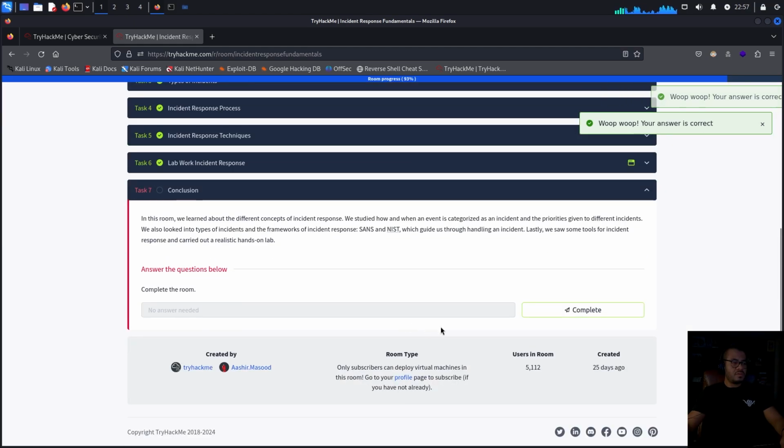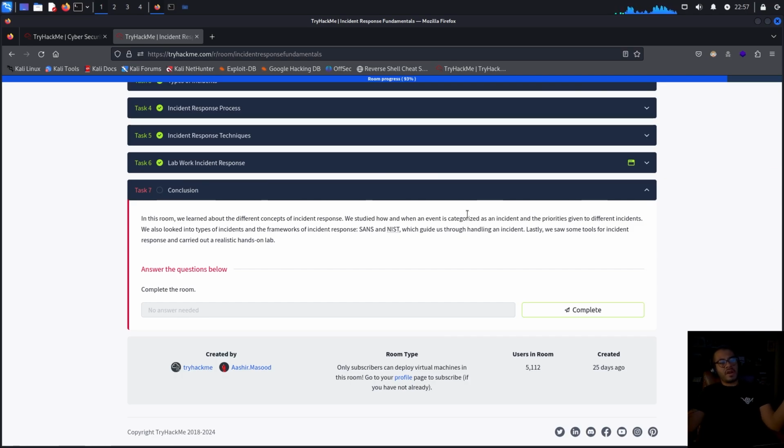That was fun. And then the conclusions, right? In this room, we learn about the different concepts of incident response. We study how and when an event is categorized as an incident and the priorities given to different incidents. We also looked into types of incidents and the frameworks of incident response like SANS and NIST, which guide us through handling an incident. Lastly, we saw some tools for incident response and carried out a realistic hands-on lab.